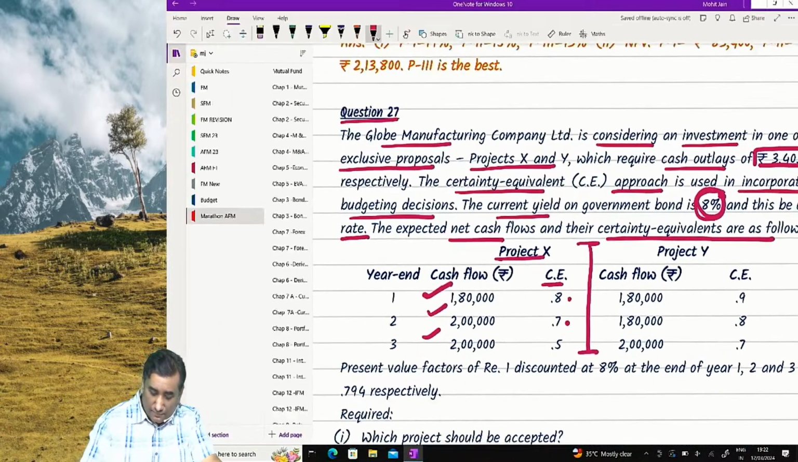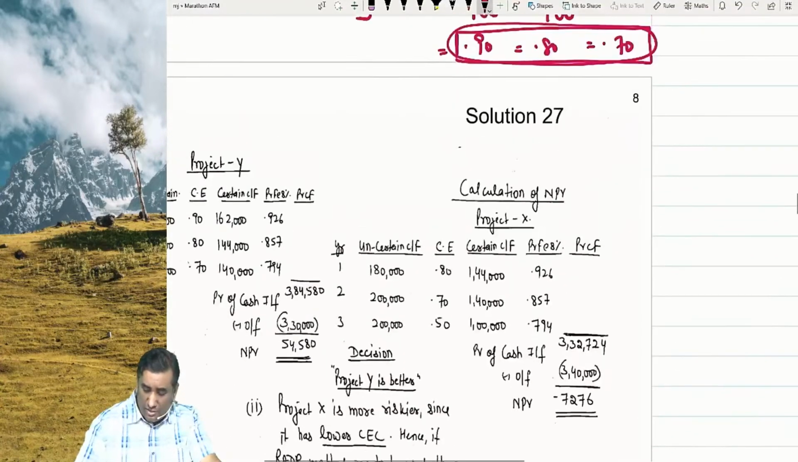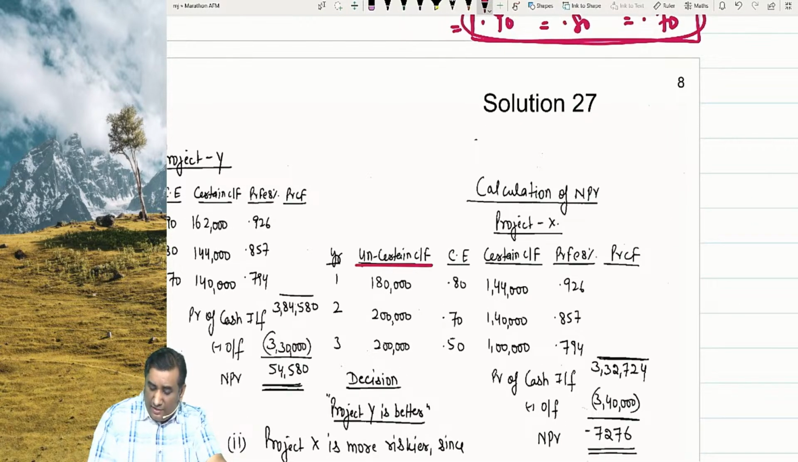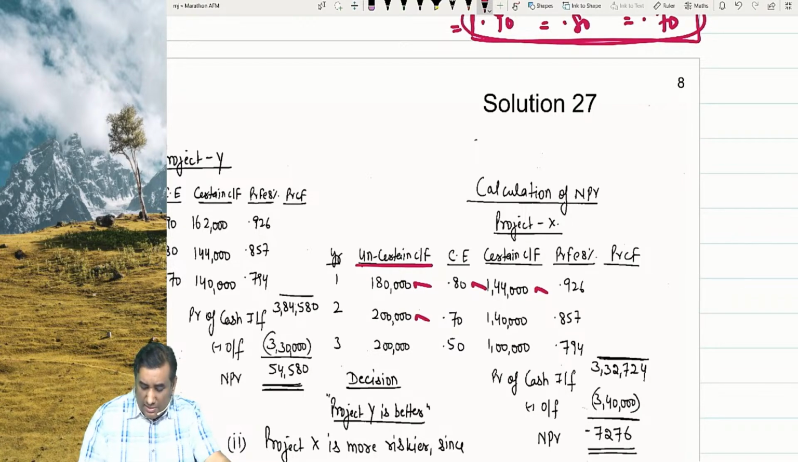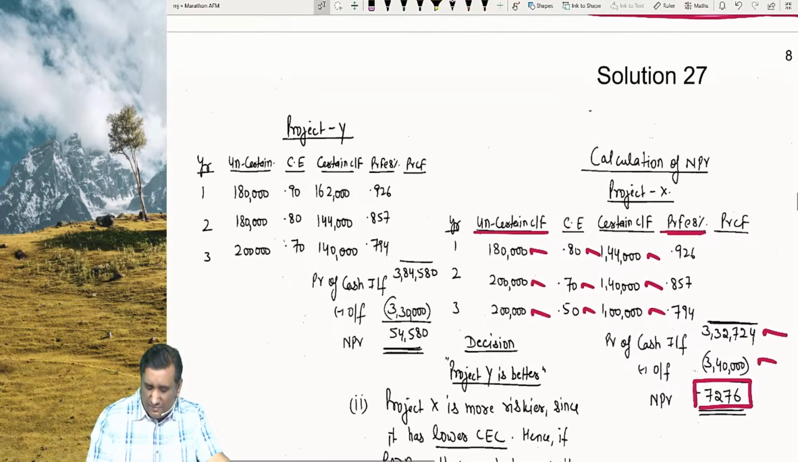So let's go back and do the first part. You have the book in front of you. Just do the first part. Help me out whether you are able to get it. Just see project X, please. In project X, I'll write very carefully, uncertain. Sir, how do you know those were uncertain cash flows? Because if the CE factor is given, you'll assume those cash flows are uncertain. Uncertain cash flow into CE factor gives certain cash flow. Then discount at the rate of 8%. You get the PV of cash inflow and outflow, and that NPV is what? Negative. Similarly you can do the exercise for project Y.